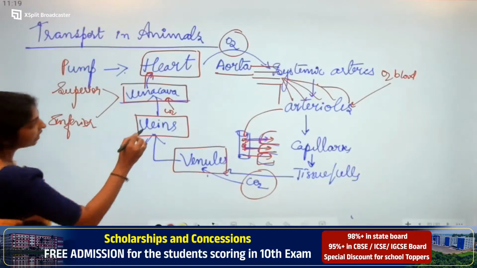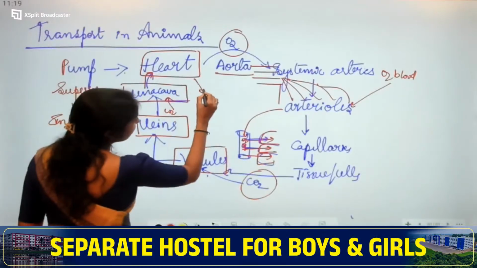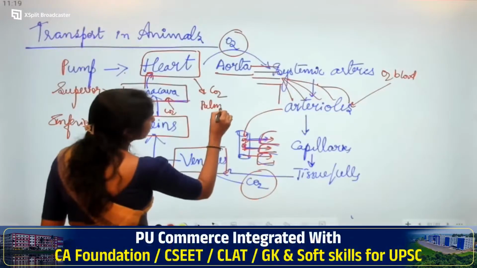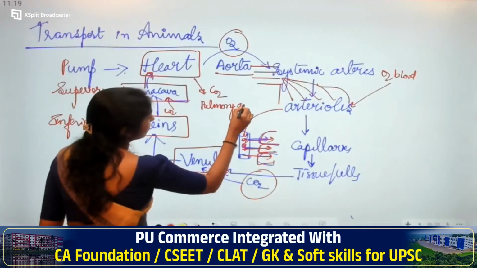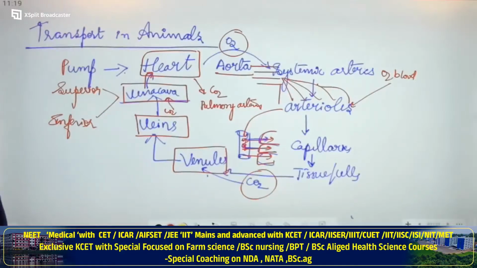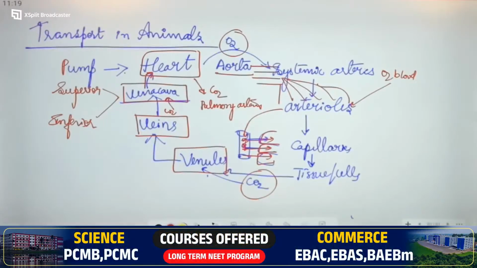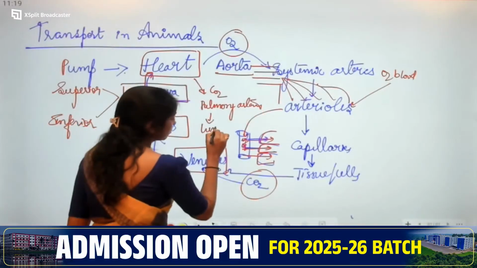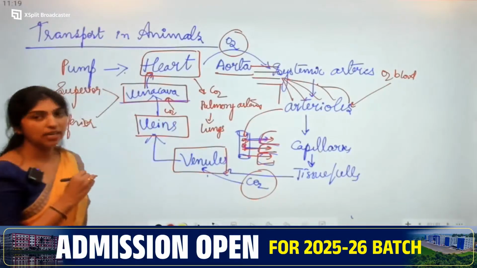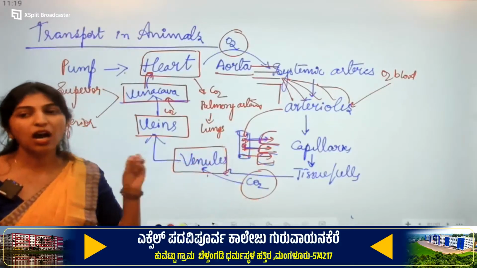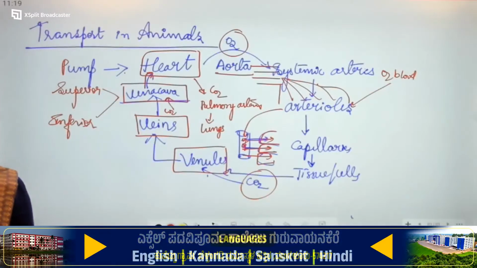Now again the heart will pump the deoxygenated blood through the pulmonary artery. You have already heard about the pulmonary artery. The heart will pump what type of blood to the pulmonary artery? Deoxygenated blood, which will reach the lungs. In detail about this we will study later, but this is the outline of how exactly the blood is transported.